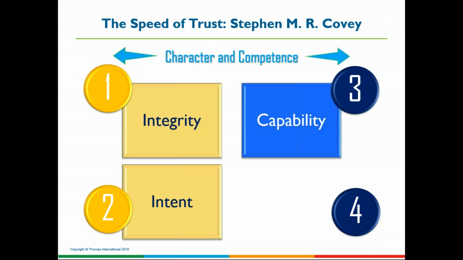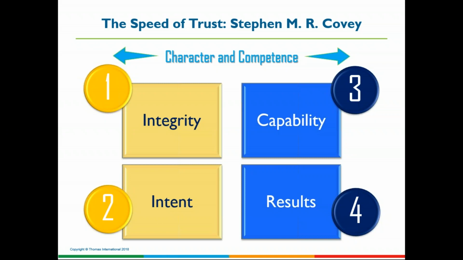The third area is about competency, capability. What skills, talents, and abilities do you have and bring to the team? And the fourth area is also competency based. It's all about results. People don't trust people who don't deliver results, and those have to be constantly monitored and proven. Take responsibility for your results, not just the activity that you do. So that's a quick overview of it from Stephen Covey's perspective.